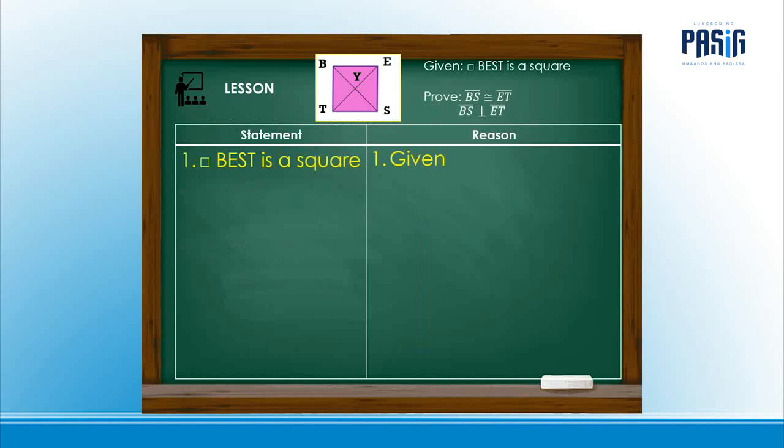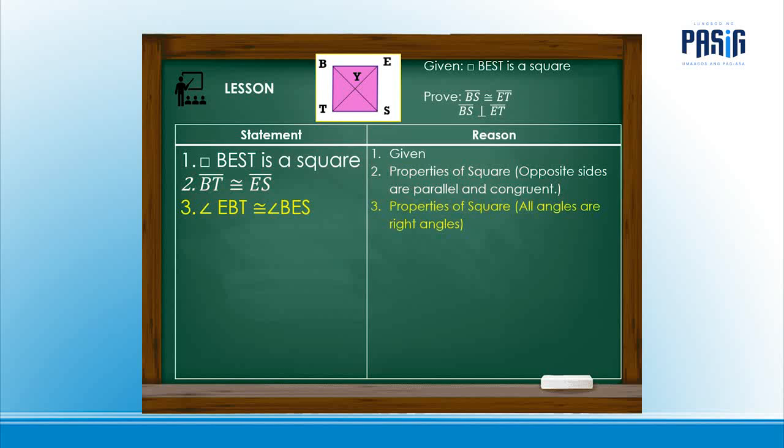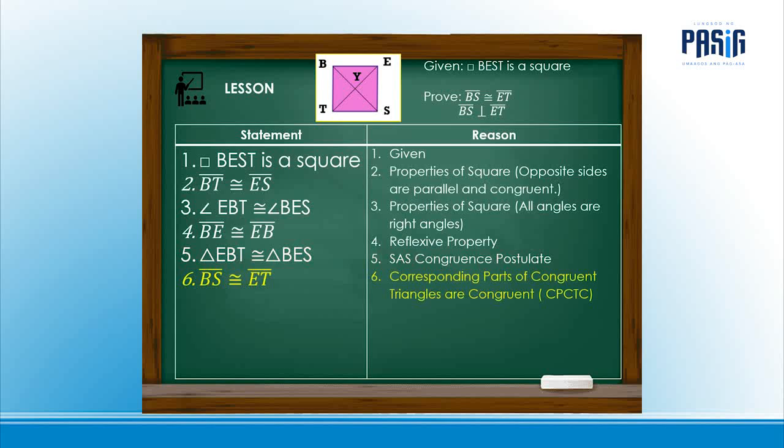Of course, the first statement and reason are always given. If quadrilateral BEST is a square, then side BT is congruent to side ES, since by the properties of a square, opposite sides are parallel and congruent. And so, angle EBT is congruent to angle BES, since all angles of a square are right angles. And then, side BE is congruent to side EB by reflexive property. Now, we can say that triangle EBT is congruent to triangle BES by side-angle-side congruence postulate. And then, diagonal BS is congruent to diagonal ET because corresponding parts of congruent triangles are congruent.